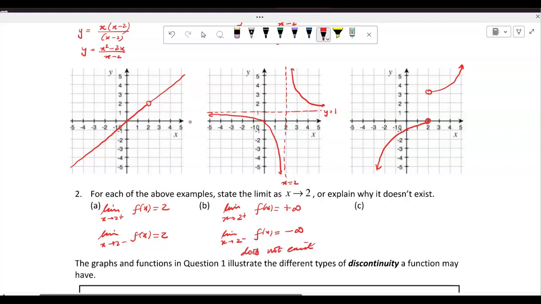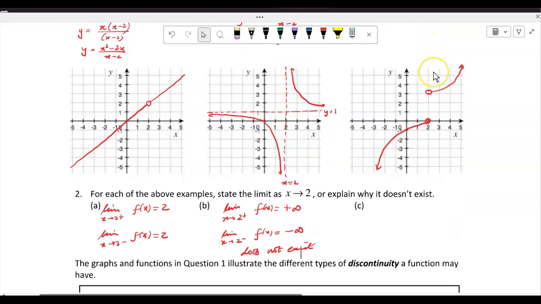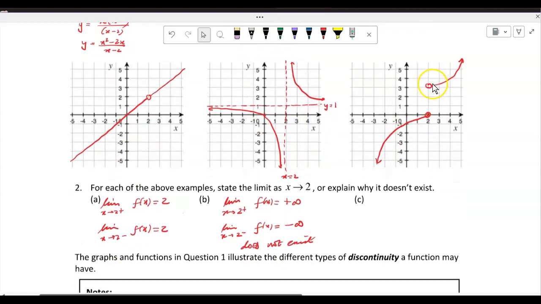Then the next one, does it exist? It doesn't exist, because I have a hole. This is 3 and this is 0. The left hand limit and right hand limit should be the same. If I have a hole, it means the limit doesn't exist, right?